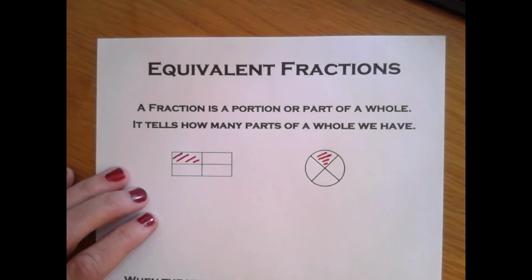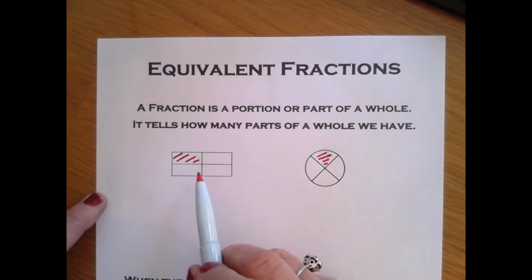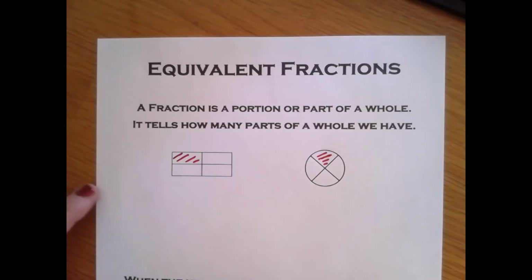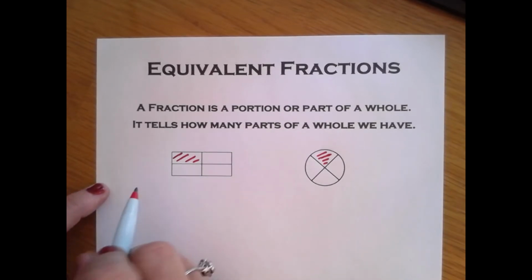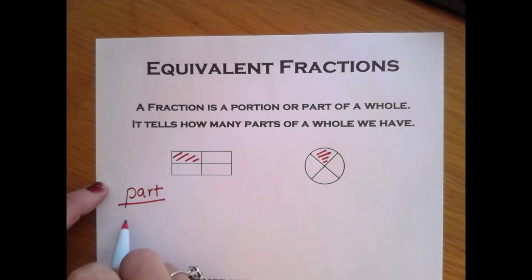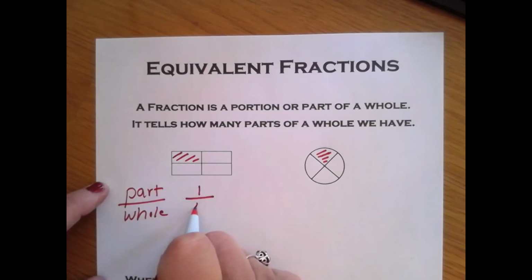A fraction is a portion or part of a whole. It tells us how many parts of a whole we have. In this first picture, we have a rectangle that is divided into 4 equal parts. One part is shaded. We have one shaded part out of 4 parts that make up a whole. So we're going to write this fraction as 1 out of 4.